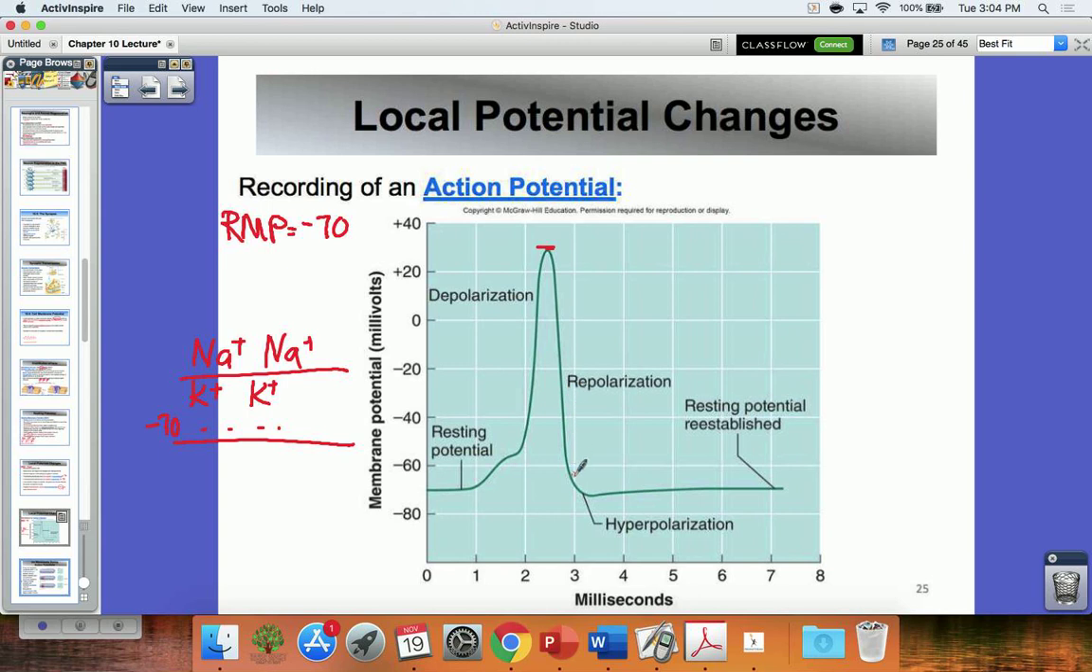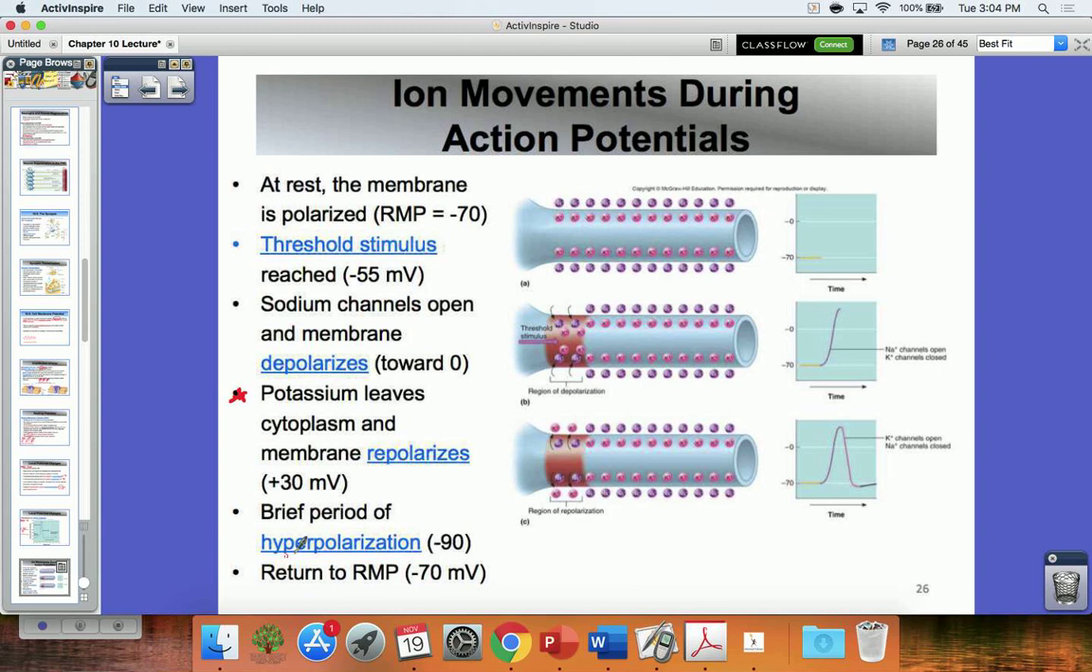We're becoming more negative. We dip down a little bit farther than our resting membrane potential, about negative 90 or so, a little bit farther than 70. And then we hyperpolarize, and then it reestablishes the resting membrane potential. It says hyperpolarization could get to about negative 70. Now, the chart before didn't show going down to negative 90, but after it passes negative 70, that's still considered hyperpolarization.